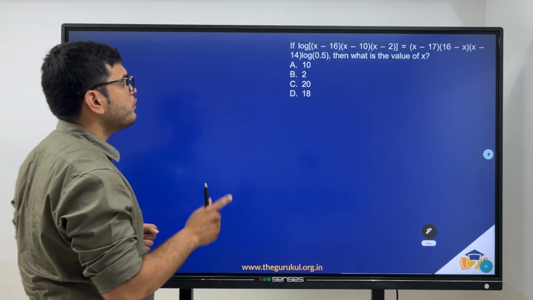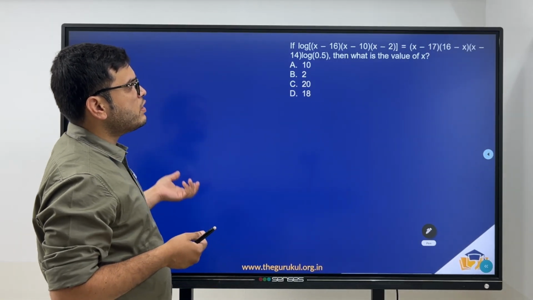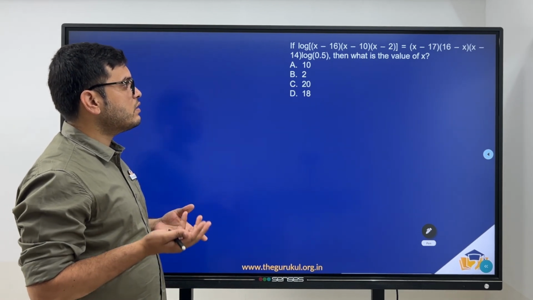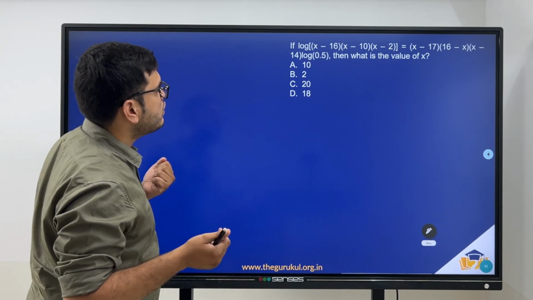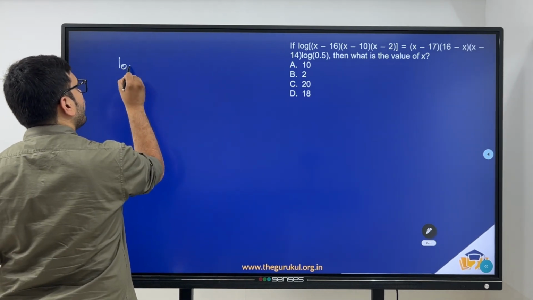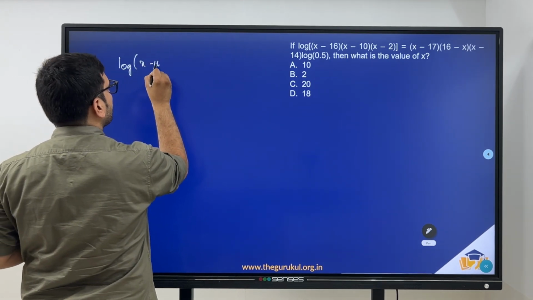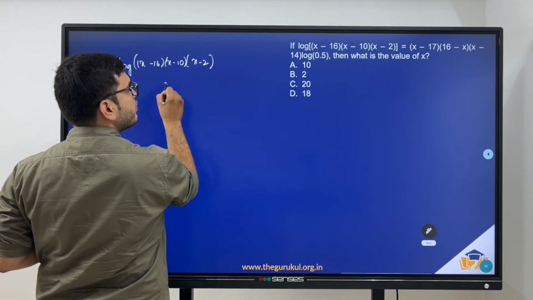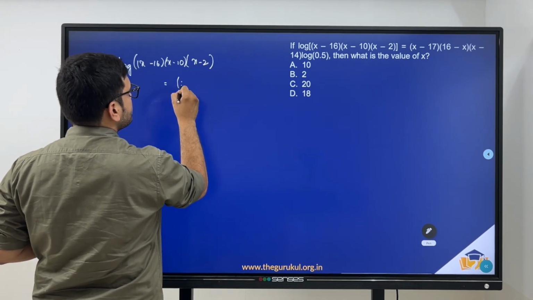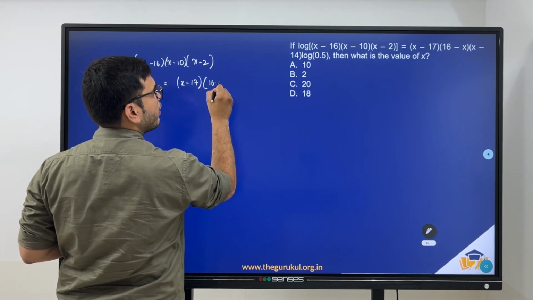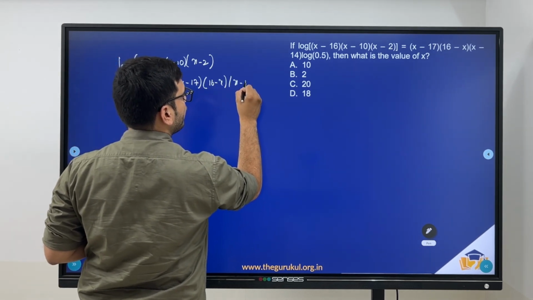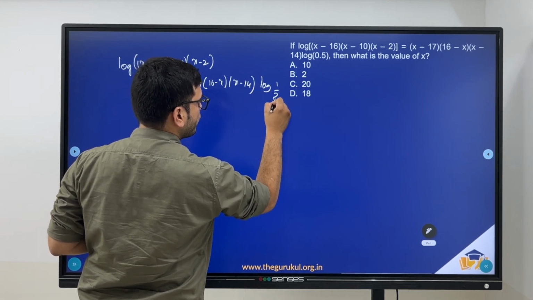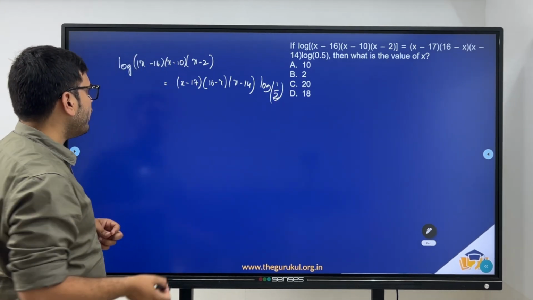Now coming to the second question: log of (x minus 16)(x minus 10)(x minus 2) is equal to (x minus 17)(16 minus x)(x minus 14) log 0.5, right? So we have log of (x minus 16)(x minus 10)(x minus 2) given to be (x minus 17)(16 minus x)(x minus 14) log 0.5. Okay, I will write this as 1 by 2, right?